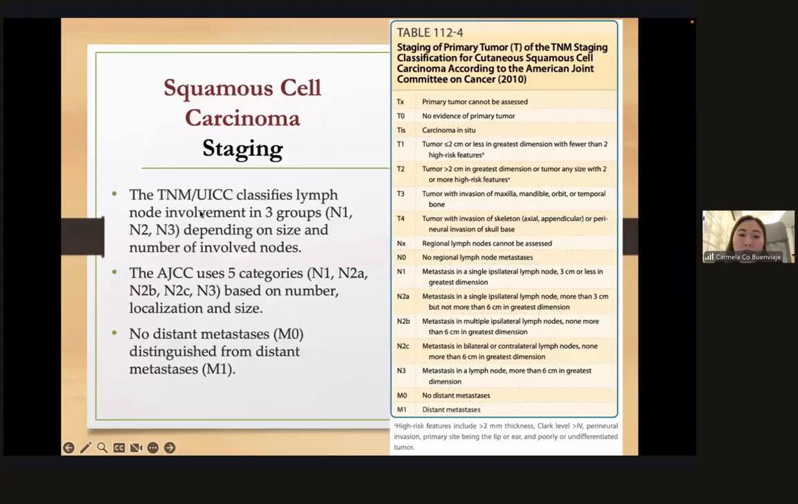So, the classification, I won't expect you to know these, all right? These are just nice to know. So just an overview for the nodes. It's classified N1, 2, and 3. The other classification would have 5 categories. And then for metastasis, it's M0 for no metastasis and M1 for distant metastasis. So you should just have an idea of the existence of this table, but no need to know this in detail for your exam.